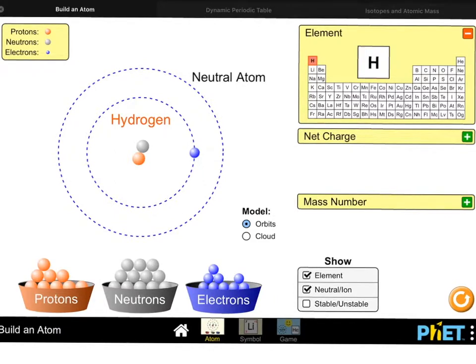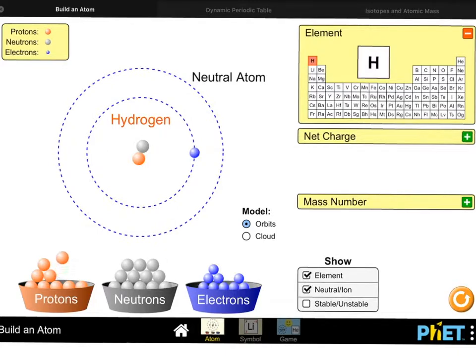We have one proton in there, and that made up hydrogen. And we could see on the element in the upper right-hand corner, you can see the symbol for H, hydrogen, is on the periodic table. When we add in the protons, that proton number is the atomic number of this element. It's what makes this hydrogen.